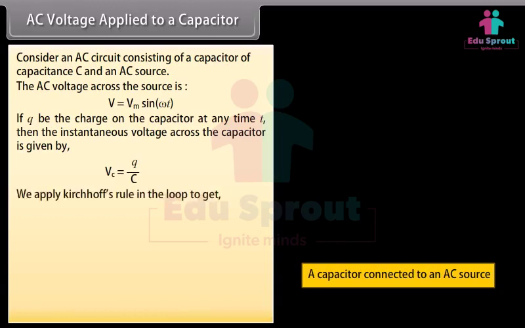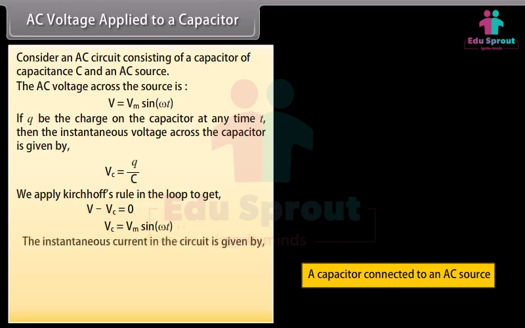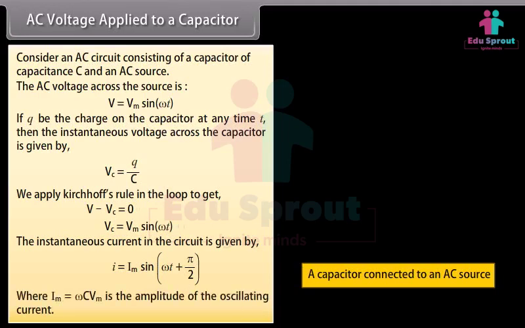We apply Kirchhoff's rule in the loop to get V minus Vc equals 0. Now we put the value in the above equation: Vc equals Vm sin omega t. The instantaneous current in the circuit is given by Im sin(omega t plus pi by 2), where Im equals omega C Vm is the amplitude of the oscillating current.